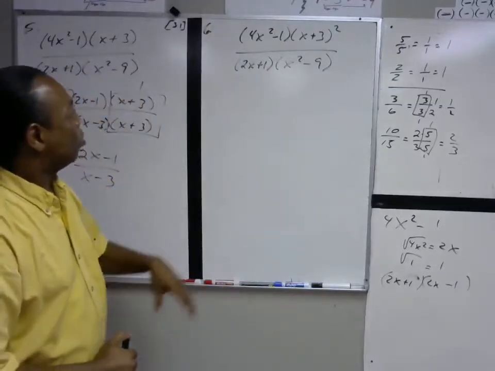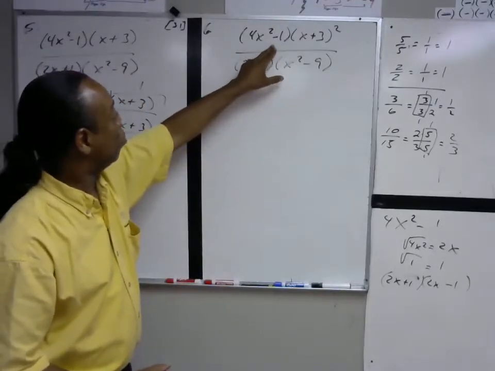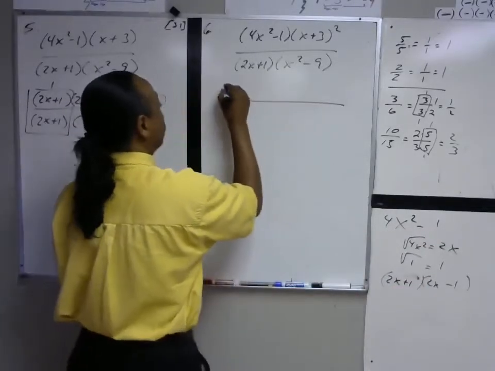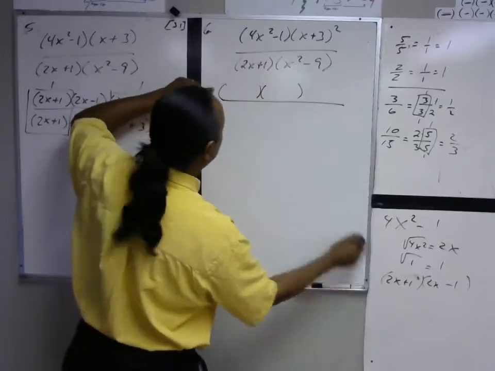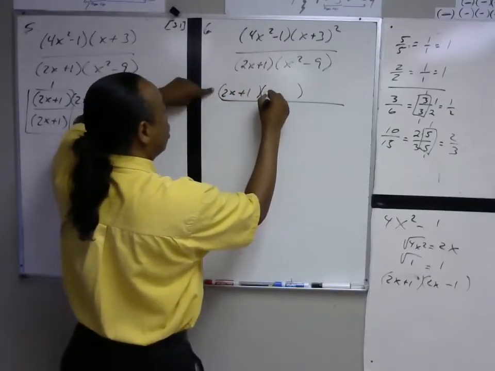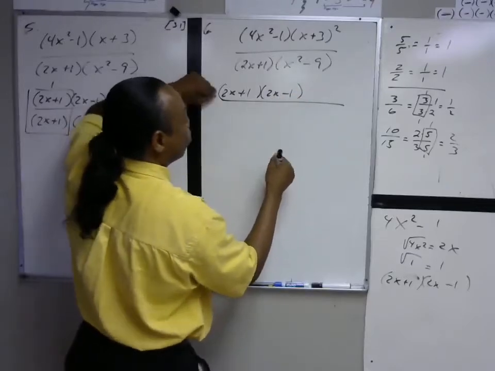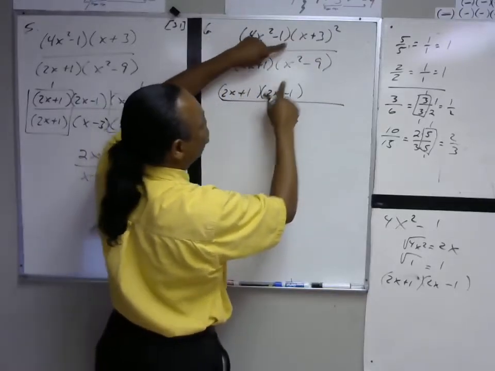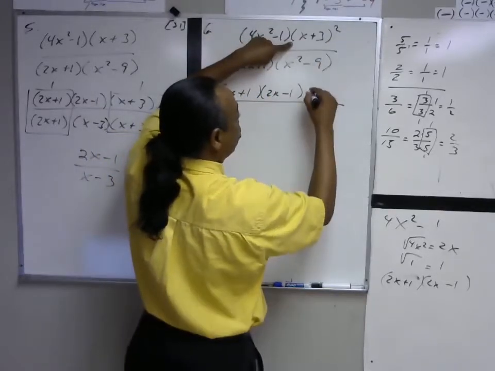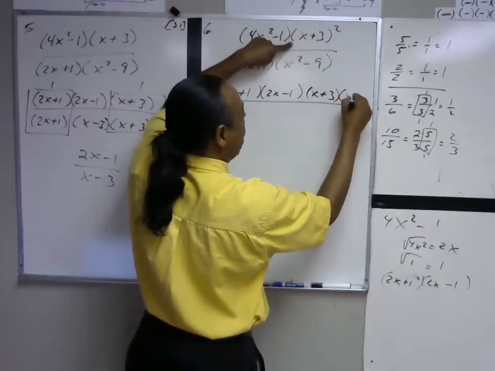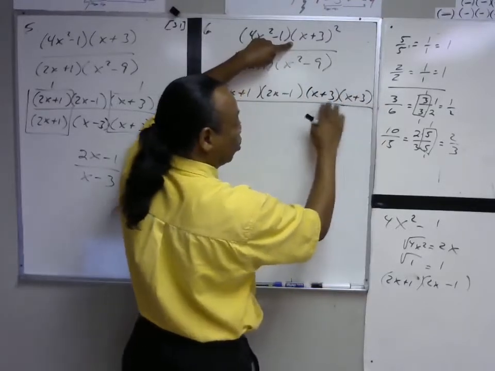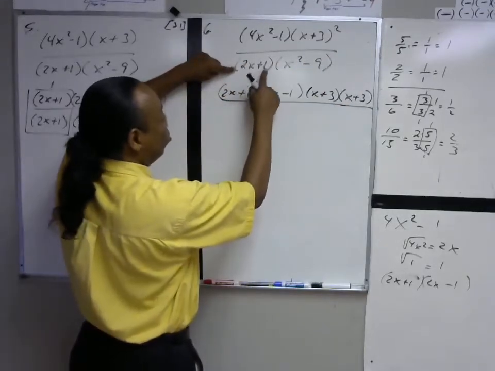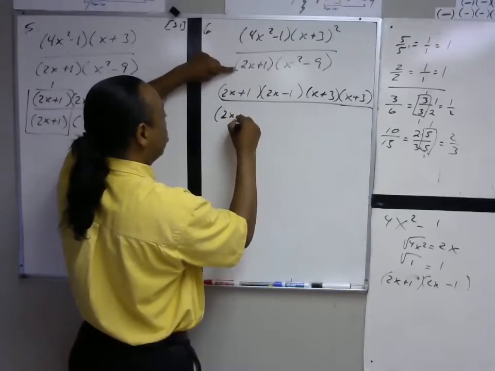Okay, number 6. Number 6, we do have a difference of two squares right here, which is the 4x squared minus 1, which factors into the two binomials of 2x plus 1 and 2x minus 1. The x plus 3 is raised to the second power. We're going to expand that into x plus 3 and x plus 3. So that will simply expand into x plus 3, x plus 3 here. 2x plus 1, I'll put it right here under this one.